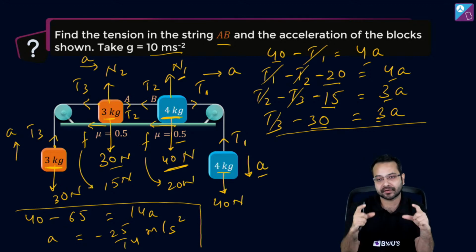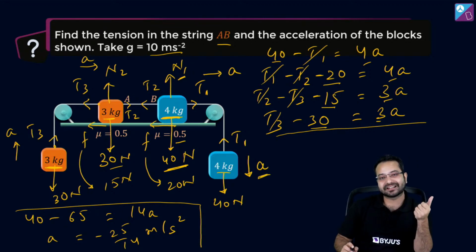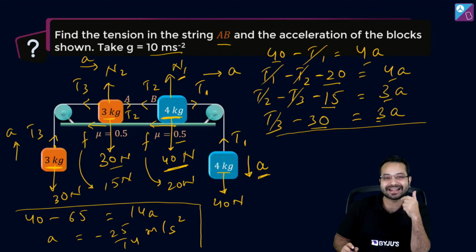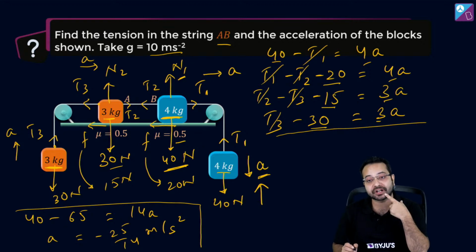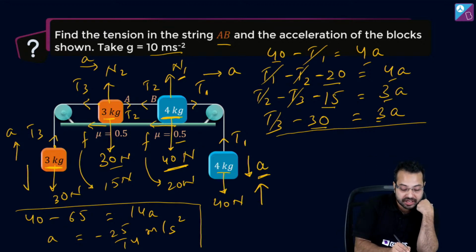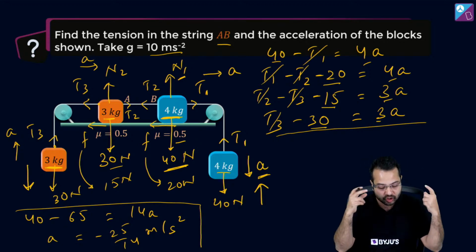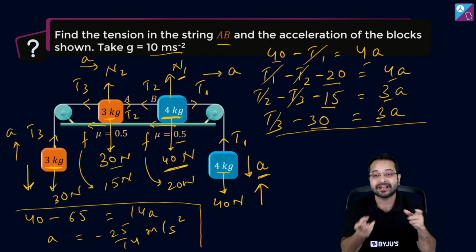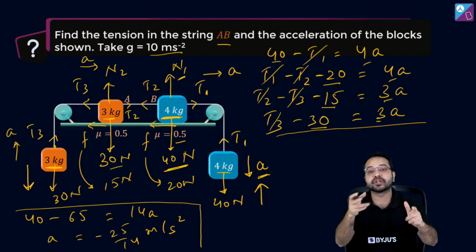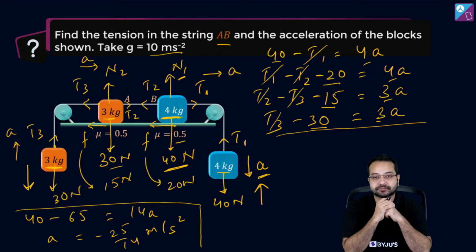How many of you agree that we had assumed the acceleration in the downward direction and the acceleration came out to be negative, which means that this block actually is going in the upward direction. It is accelerating in the upward direction, which means this 3 kg block is accelerating in the downward direction. So we can say that the acceleration of the blocks is going to be 25 upon 14 meter per second square, but in the opposite direction to which we had assumed. Do you agree with this statement?